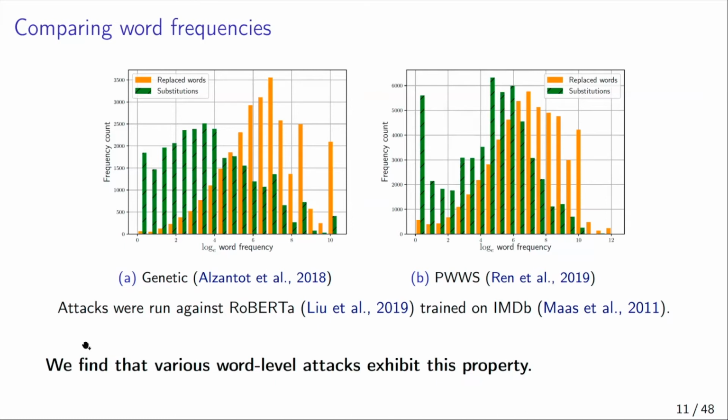In our paper, we find that this holds true for various word level attacks. And we have more details on the specific statistical testing that we did there. But this is pretty much the main observation that we made by comparing word frequencies of replaced words and their corresponding substitutions. And based on this finding, we proposed something called frequency-guided word substitutions.